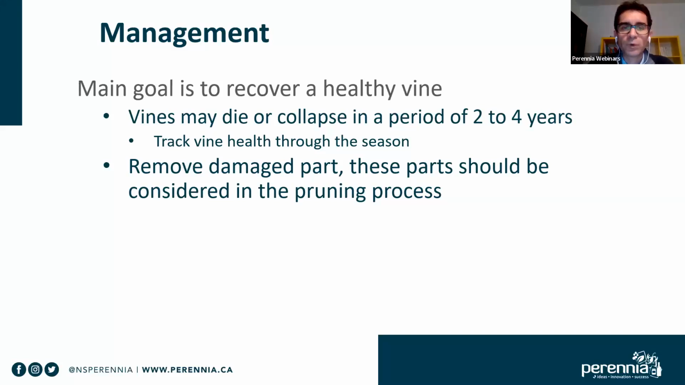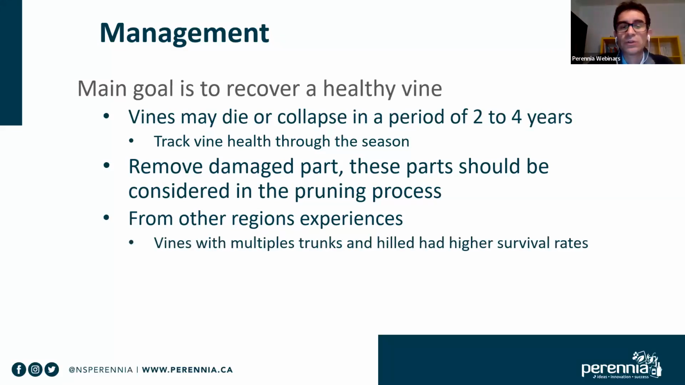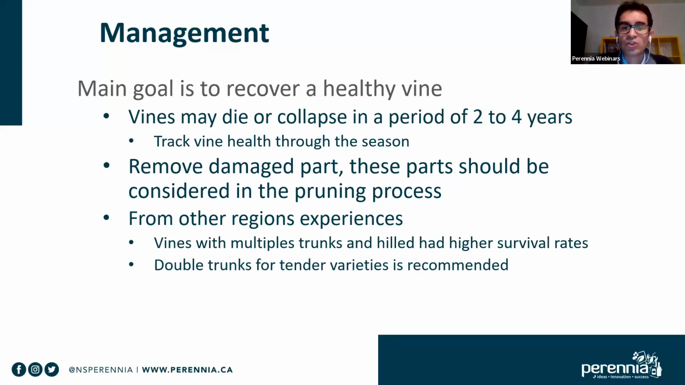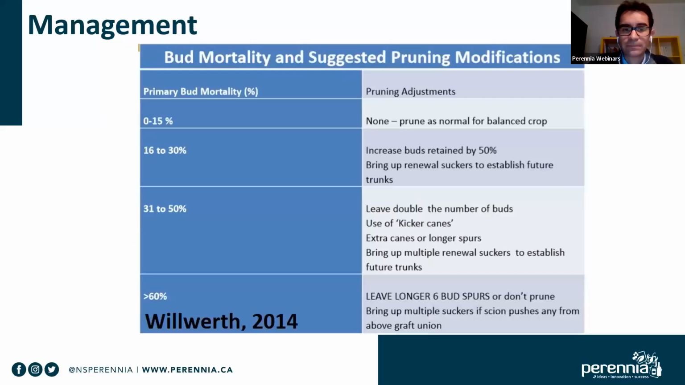If you are already pruning and you already see areas of the trunk with damage like crown gall or a crack, remove that part. It is recommended. These parts should be considered in the pruning process just to rebalance the plant. Other regions have experience with this, for example Ontario, which has experienced this a couple of times. They said that vines with multiple trunks and heel had higher survival rates. Double trunks for tender varieties are recommended.